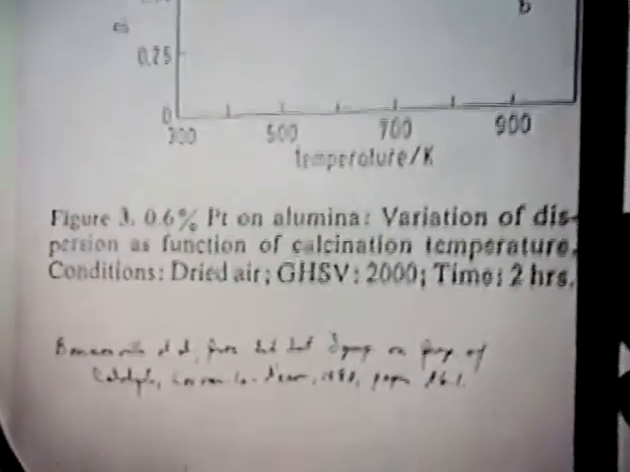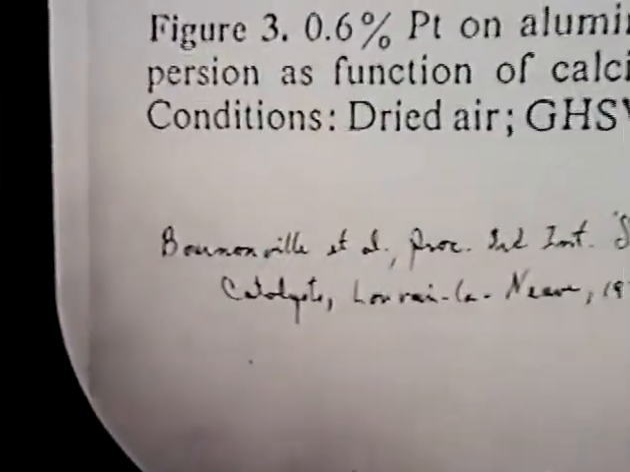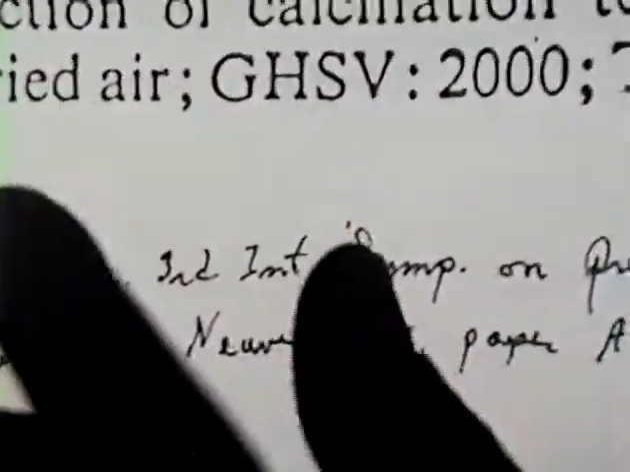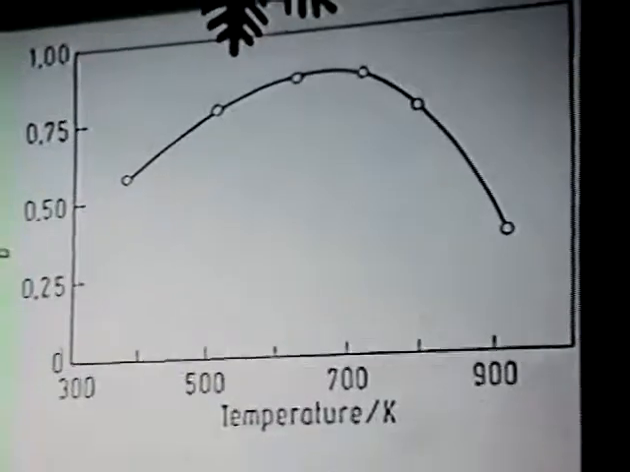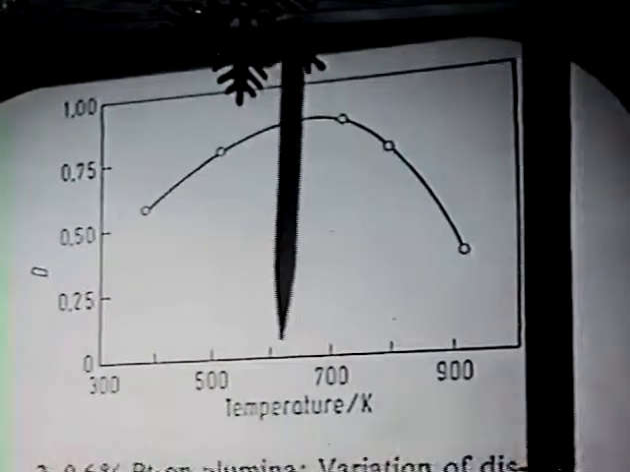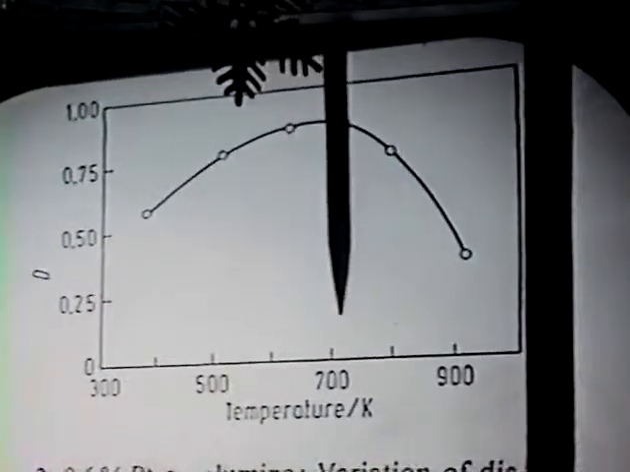Here's again the dispersion as a function of calcination temperature. This is a 0.6% platinum on alumina, and it doesn't say what the reduction temperature is here, but I think it was about 500 degrees also. And again, what you see is that the dispersion maximizes somewhere in this range of 600 to 700 degrees Kelvin. For this whole sequence, actually, I'm only showing you one sequence. We did a whole bunch of these: barium exchange, potassium back exchange, impregnated ion exchange.